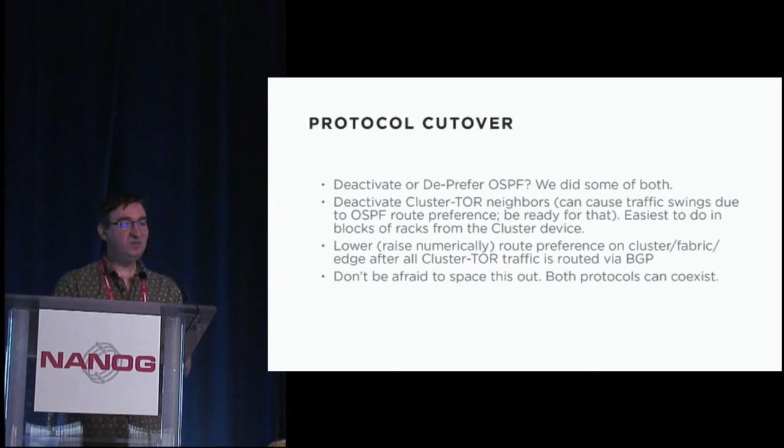From the cluster to fabric to edge layer, we actually did this part with preference changes, turning up the preference for BGP for OSPF to make BGP the more preferred route. Once we had this accomplished, with all the OSPF routes still on the table, auditing the remaining OSPF routes was far easier. One lesson we learned is it's perfectly fine to run these two protocols in parallel for extended periods of time. So don't feel like you have to rush this step if you don't have to.